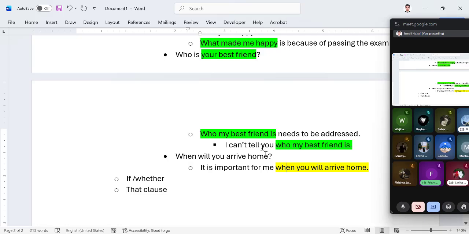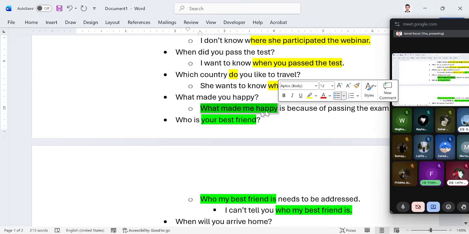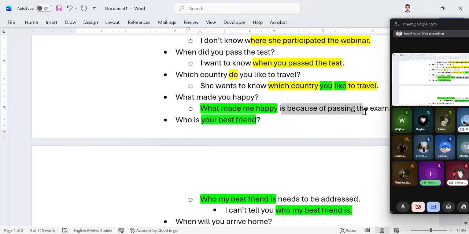It is the complement. But if you go on with this sentence, "what made me happy is," it is the subject. The noun clause is used as the subject of our main clause, "is because of passing the exam." So here, this whole noun clause works as the subject to the verb "is." So it is the position of that.